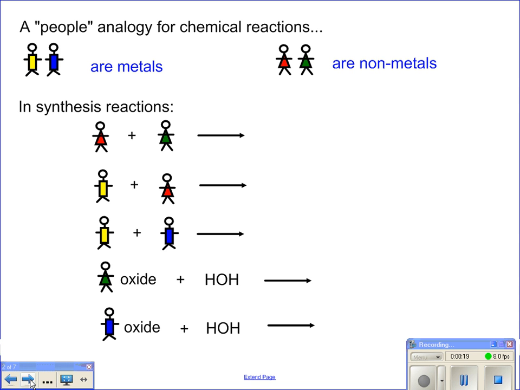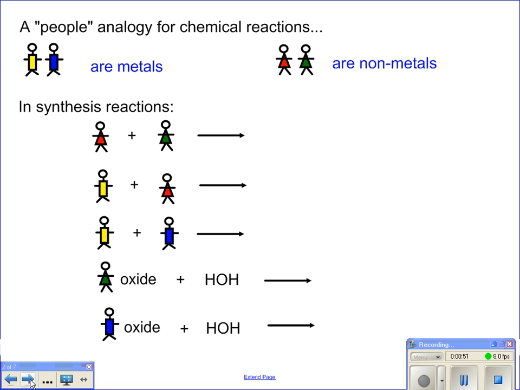To begin our study of chemical reactions, we're going to use a people analogy to help us understand how reactants become products. And for the purposes of this analogy, I'd like to let some little gentleman people represent metals, and you can see them there as the yellow and blue characters. And we're going to have some non-metal characters as well that are represented by little ladies that are red and green. And so to sort of model synthesis reactions from a relationship type of standpoint, we're going to begin by looking at a couple of different scenarios.